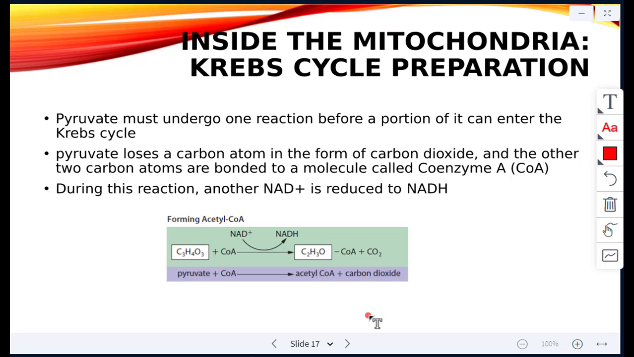So what happens is pyruvate loses a carbon atom in the form of carbon dioxide. The other 2 carbon atoms get bonded to a molecule called coenzyme A, or CoA. During this reaction, another NAD plus gets reduced to NADH. All right, so that is what we're seeing here. And here's that carbon dioxide being released.